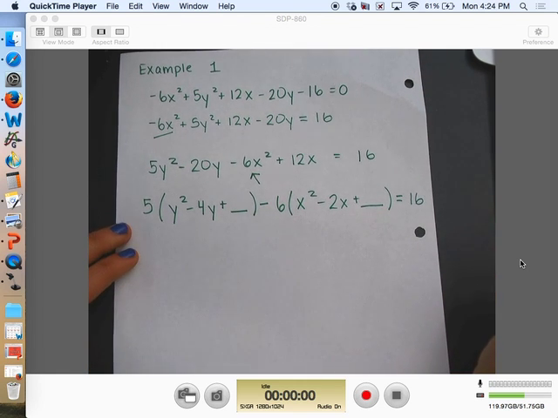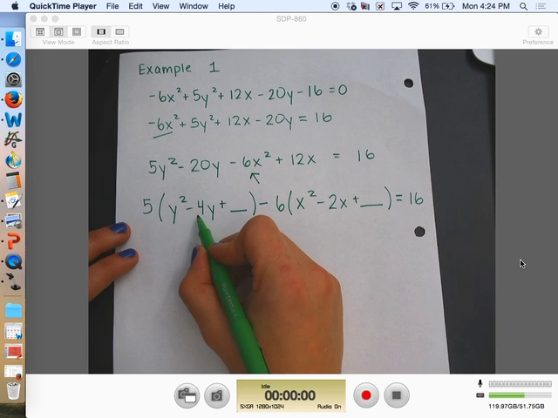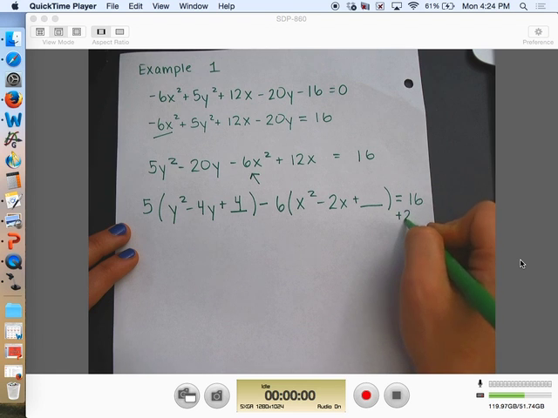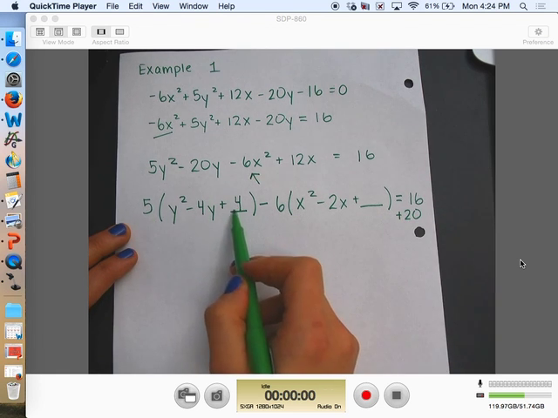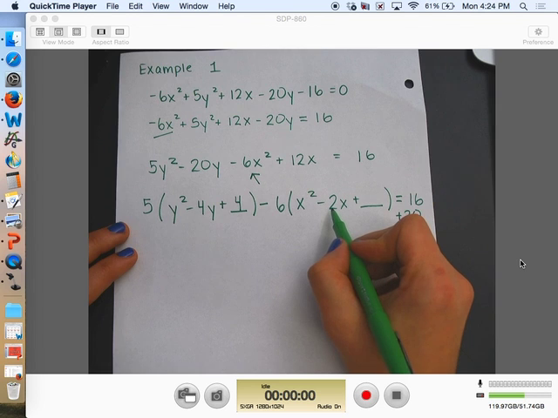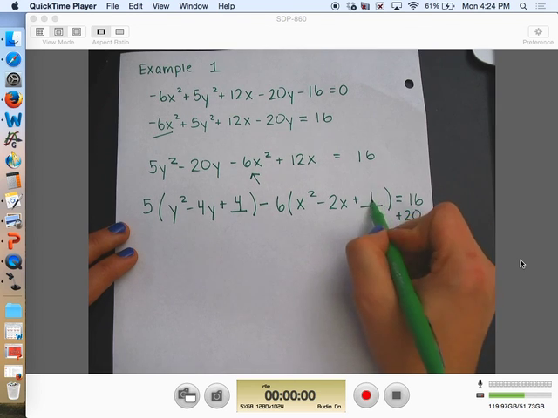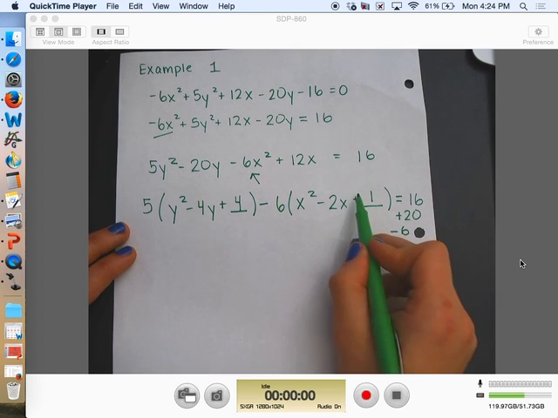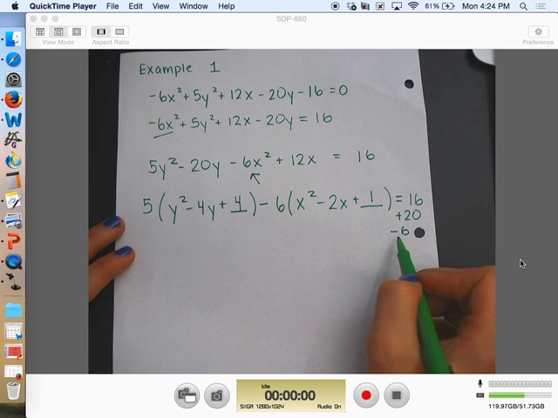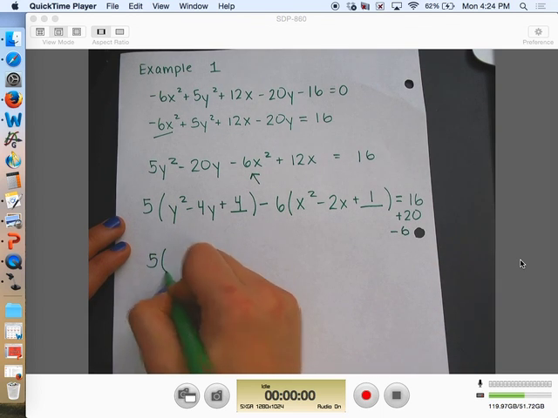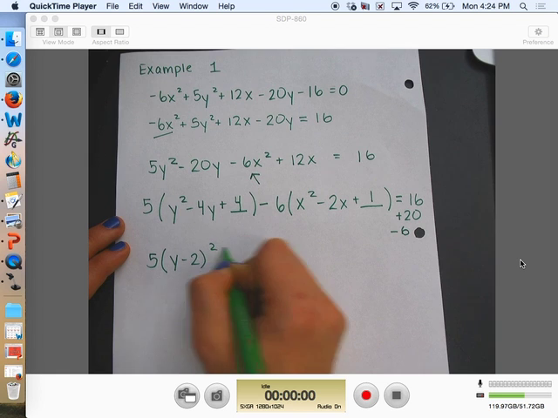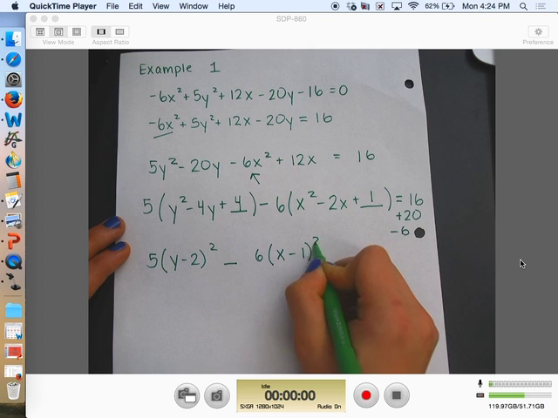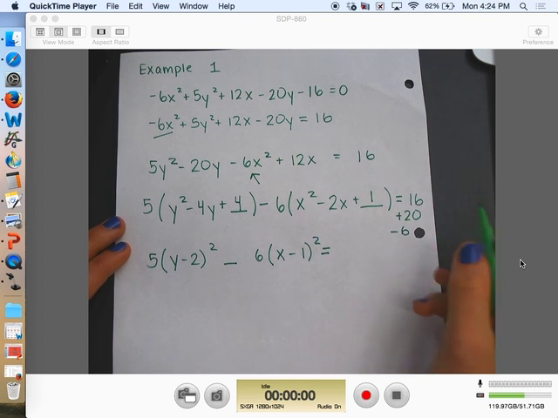Now we need to complete the square. Half of negative 4 is negative 2. Negative 2 squared is 4, but I need to add 20 to both sides, 5 times 4. Half of negative 2 is negative 1. Negative 1 squared is 1. And I need to add negative 6, because negative 6 times 1 is equal to negative 6. Now we factor. Y minus 2 all squared minus 6 times x minus 1 all squared is equal to 30.